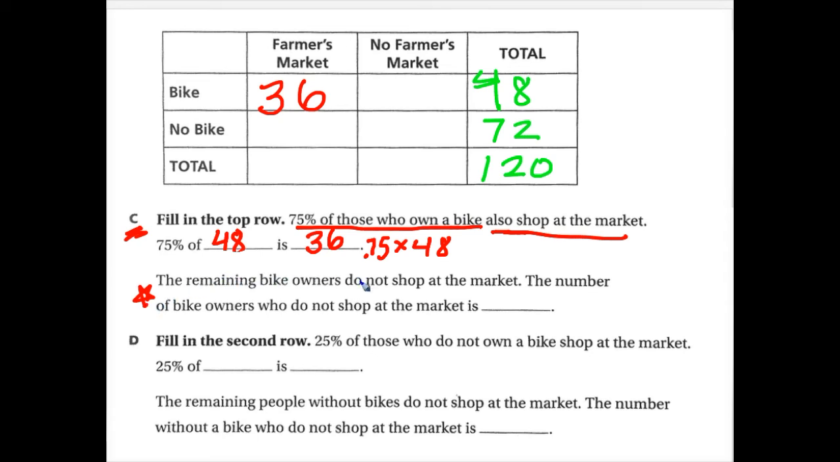The remaining bike owners do not shop at the market. The number of bike owners who do not shop at the market is blank. Now we're looking at this spot right here. 36 plus what is 48? It's got to be 12. If 48 people own bikes, 36 go to the farmer's market, that means 12 do not.